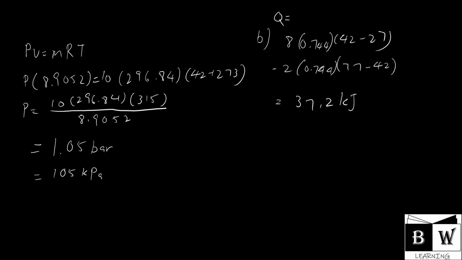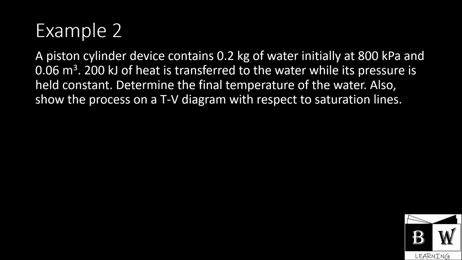Alright, so another example, we have a piston cylinder. So this piston cylinder contains 0.2 kilogram of water at 800 kilopascal pressure and 0.06 meter cube volume. So you have 200 kilojoules of heat transferred into the system, and the pressure is constant. So you have to determine the final temperature of the water and show the process in a TV diagram. You may pause this video to actually work this yourself before I show you my steps.